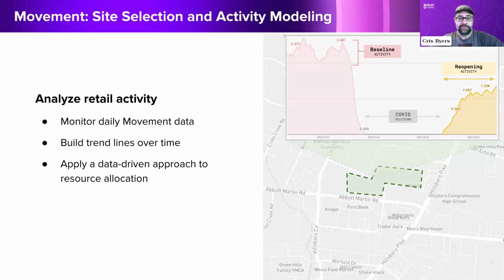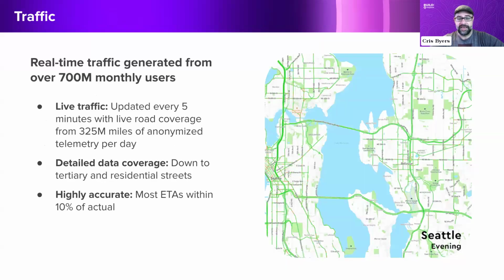For movement, one of the great use cases for this is site selection. A lot of our folks are using this for competitive intelligence or infrastructure management as well. And of course, traffic. This is a global data set, and we have both a live and historical mode for it, down to tertiary and residential streets.